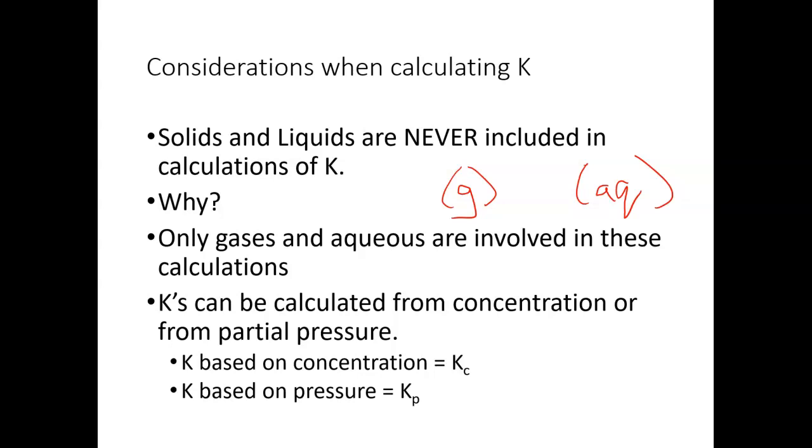Your K can be calculated based on concentrations or on pressures. A K based on concentration is sometimes written as Kc, a K based on pressure, Kp. The important thing to remember when you're doing these types of K calculations is that your units need to be consistent throughout. You can't change units halfway through. So if you're working with pressure and you're working with atmospheres, it has to be atmospheres the entire time. You can't go back and forth between atmospheres and millimeters of mercury and inches of mercury and expect to get an appropriate value.